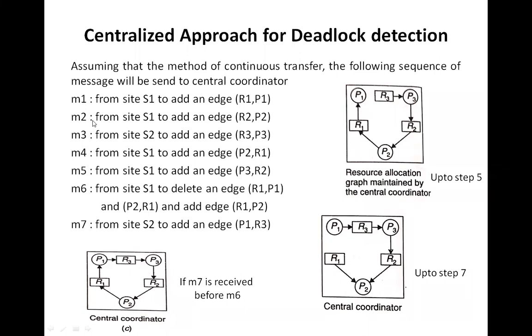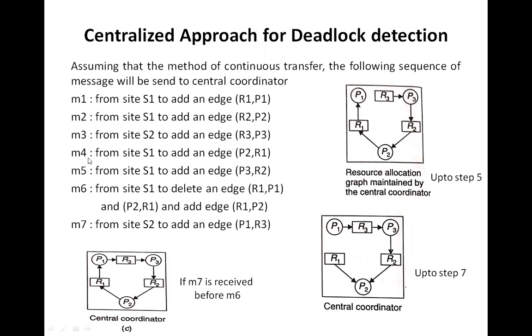M2 is the second message, which is coming from S1 to add edge R2 P2. So R2 P2 is an edge in the central coordinator's resource allocation graph. The third message is from site S2 to add edge R3 P3. So R3 is allocated to P3, so R3 P3 is there.